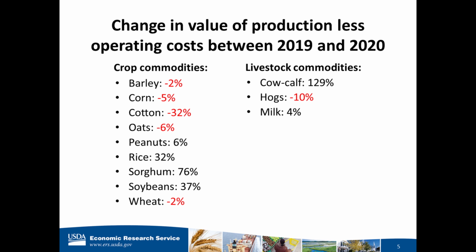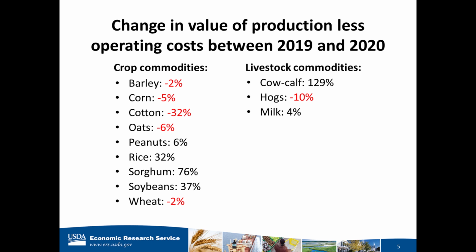Value of production in this case is almost like a measure of revenue. Less operating costs, so minus operating costs, would be all the variable expenses. For crop commodities, we mean the cost of fertilizer, the cost of seed, the cost of chemicals, and these in a sense are a measure of profit.